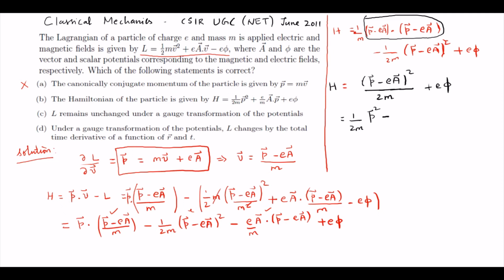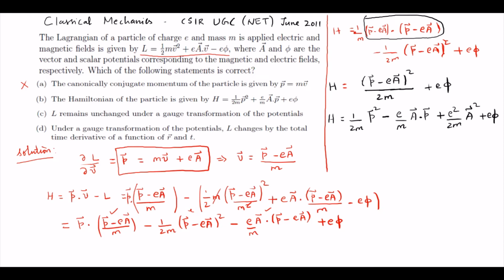2 times e A vector dot p, and the 2 gets cancelled in the numerator and denominator. So e by m. If you simplify this, please try by yourself. You will get e by m A vector dot p, okay. Then you will get plus e square by 2m A vector square plus e phi, and this is the Hamiltonian for this system.